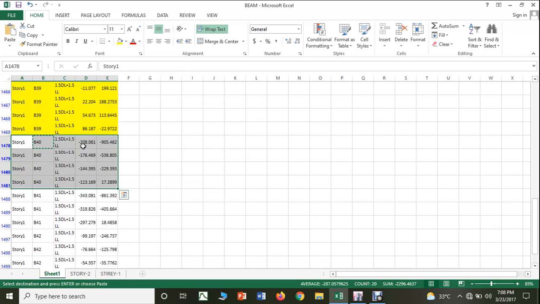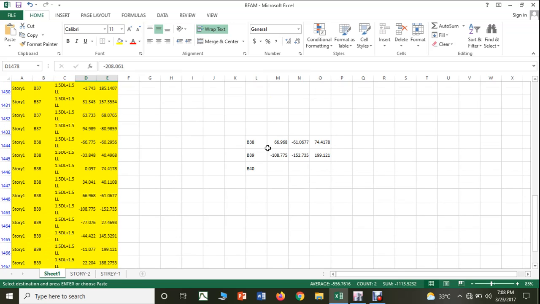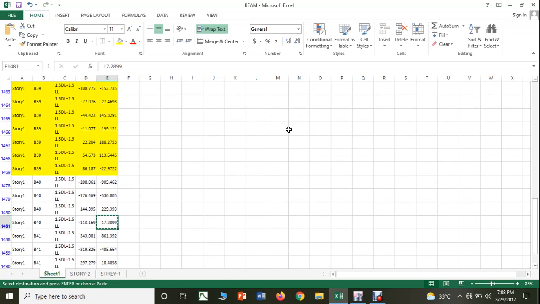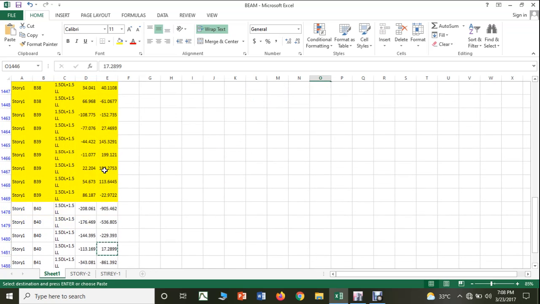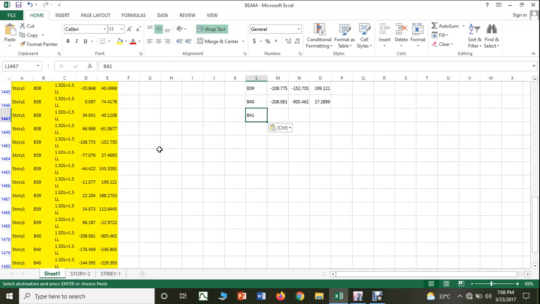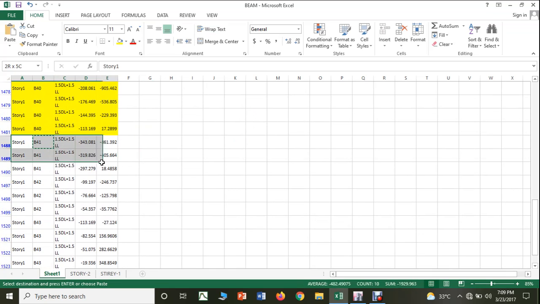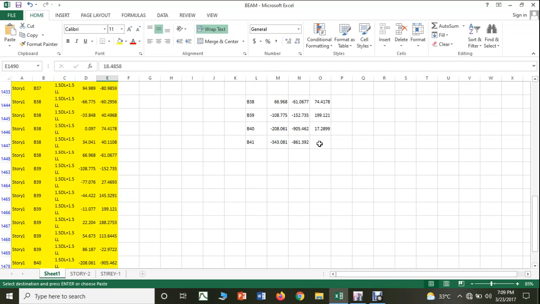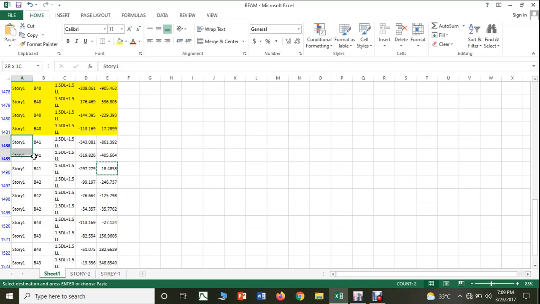So this value, and the positive value is 17. Next you have is beam 41. So this is negative values, this is positive values.